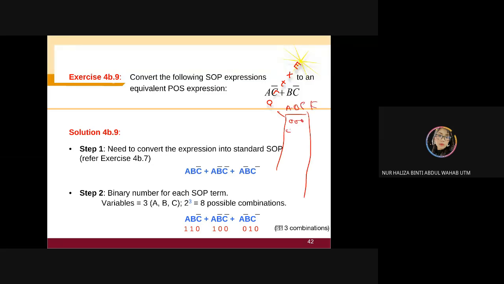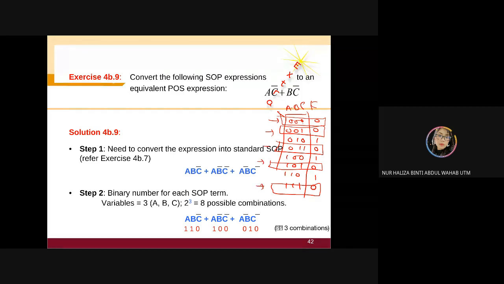0 0 0, 0 0 1, 0 1 0, 0 1 1, 1 0 0, 1 0 1, 1 1 0, 1 1 1. So I'm going to have 1 1 0 is 1, 1 0 0 is 1, and 0 1 0 is 1. The rest will be 0. So pick this, pick this, and lastly this. Altogether 5.